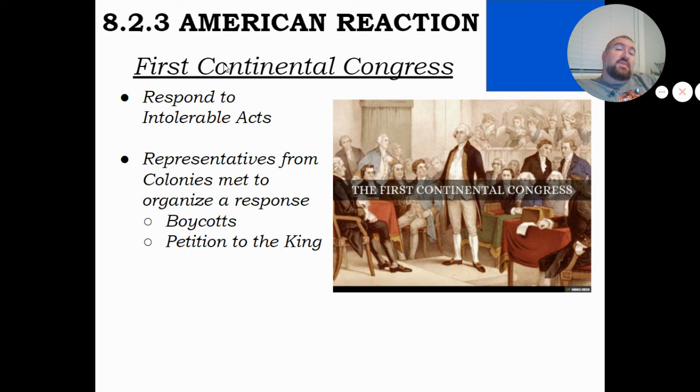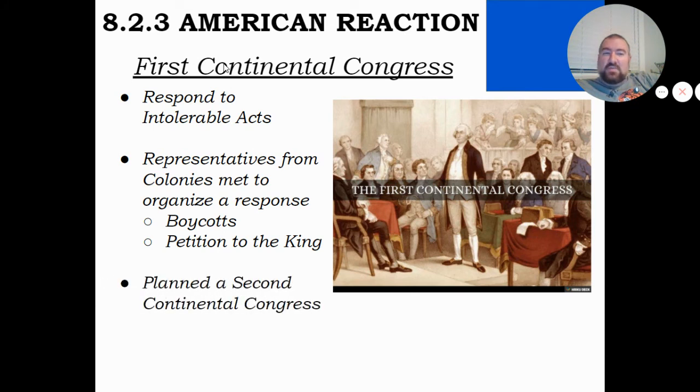So that's the letter that they sent off to the king saying, "Hey, let's all hit the brakes and calm down." But then they also said, if this doesn't work, let's get ready to meet again in case we have to step things up a notch. And that's very important because of what happens with our next lesson.